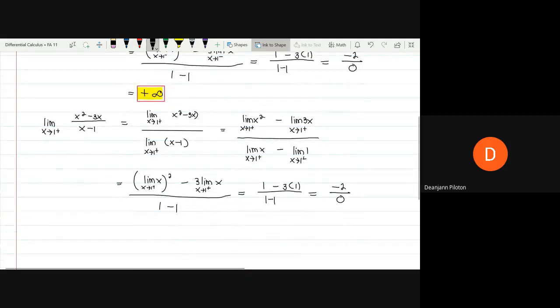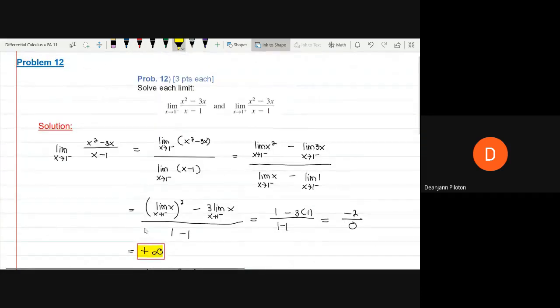So the final answer here is supposed to be negative, but you still have to investigate its side limit. This one is from the right. Since you have negative infinity, then you multiply or divide by positive 1, the answer still has a negative symbol. Therefore, the final answer here is negative infinity. Do you get it, class? No questions?